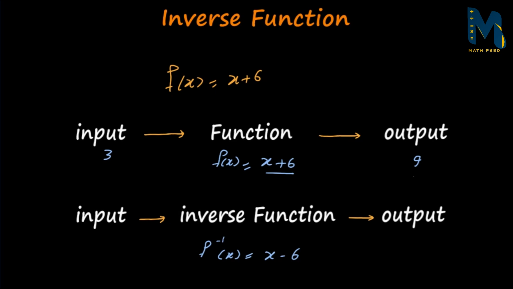So instead of 3 we are going to put 9. 9 with an x, 9 minus 6 is 3. This is how inverse function works. Let's move to solve the examples.